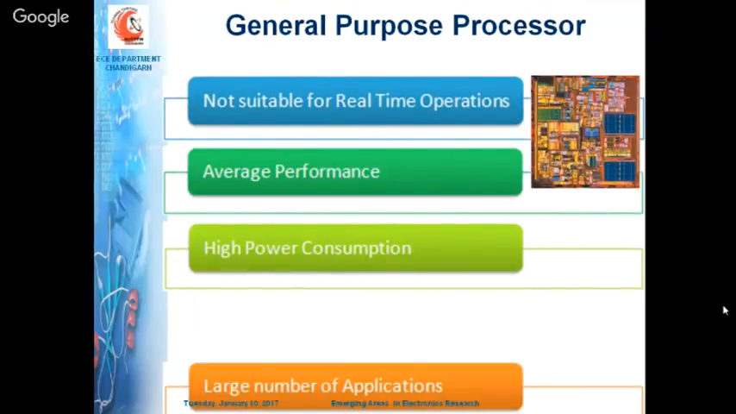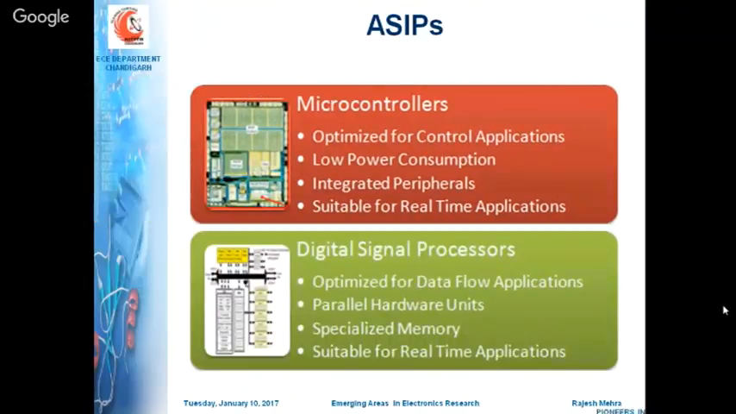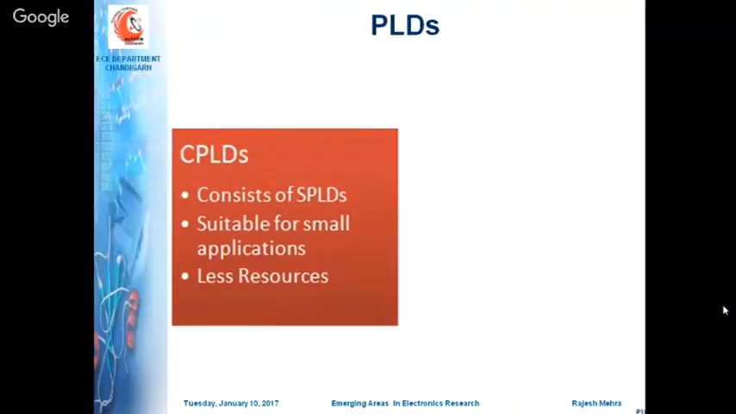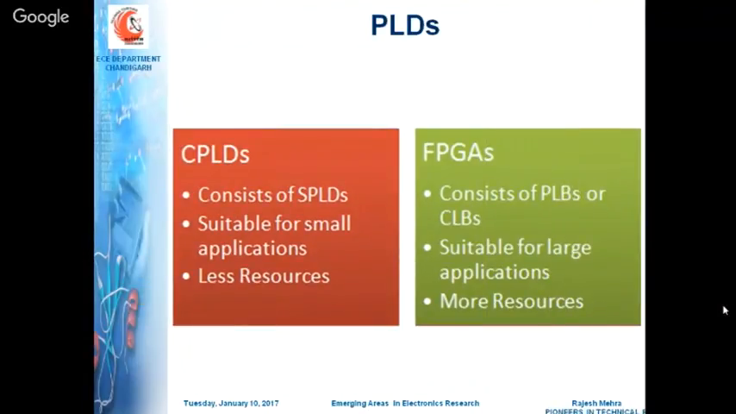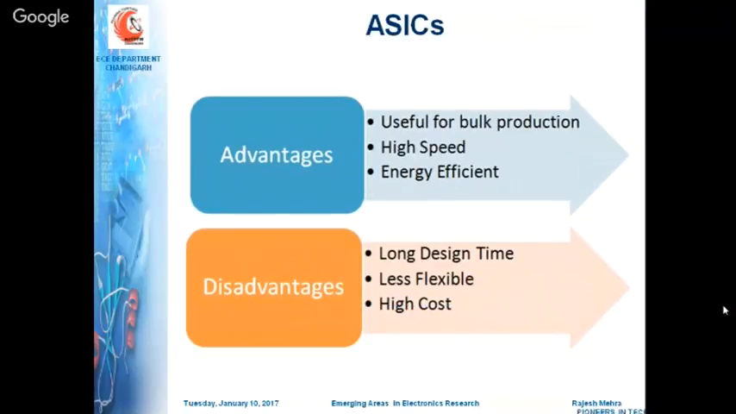This is the detail of some general purpose processors, already discussed. ASIPs already discussed here. ASIPs are microcontroller and digital signal processor based. And CPLDs, FPGAs, they are more flexible. ASICs, their advantages and disadvantages already discussed. They are useful when bulk production is required, high speed is required. They are energy efficient, but their disadvantages are long design time, they are less flexible, high cost.